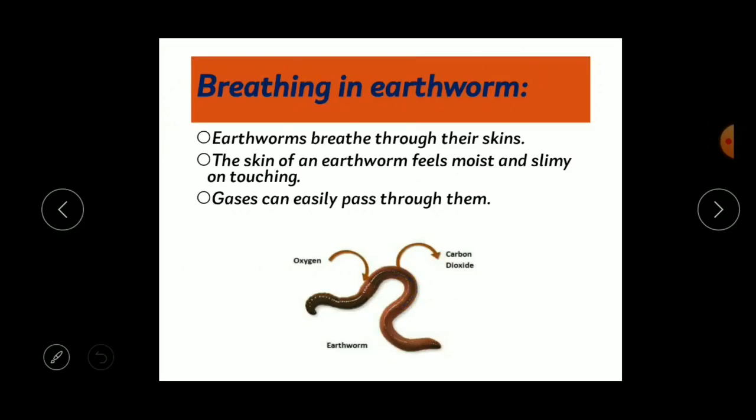The skin of an earthworm feels moist and slimy on touching. So the earthworm has soft, slimy and moist skin. Hence the gases can easily pass in and out of the earthworm through its skin. So they take in oxygen through the skin and give out carbon dioxide through their skin. They respire through the skin.